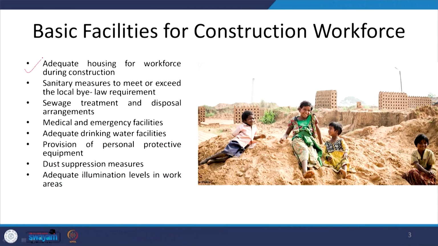These basic facilities include adequate housing for the workforce during construction, sanitary measures, for example, toilets, washrooms, bathrooms, the sewage treatment and disposal arrangements for the construction workforce, and the housing and sanitation measures which are provided for them. Also, medical and emergency facilities have to be provided on site while the work is going on. Adequate clean drinking water facilities. So, it is not just any water which should be made available to them, it is potable water which should be provided. Then provision of personal protective equipment.